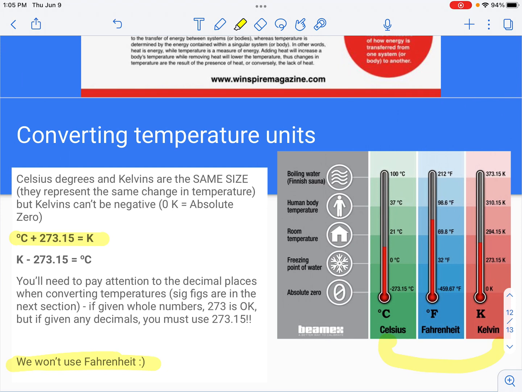And then something that you need to pay attention to is sig figs. Since sig figs are in the next section, you'll learn more again there. But remember that when you're adding and subtracting, you're worried about decimal columns. And so if your temperatures are given in whole numbers, then it's okay to use 273. But if you're given any decimals, you should use 273.15 to convert.